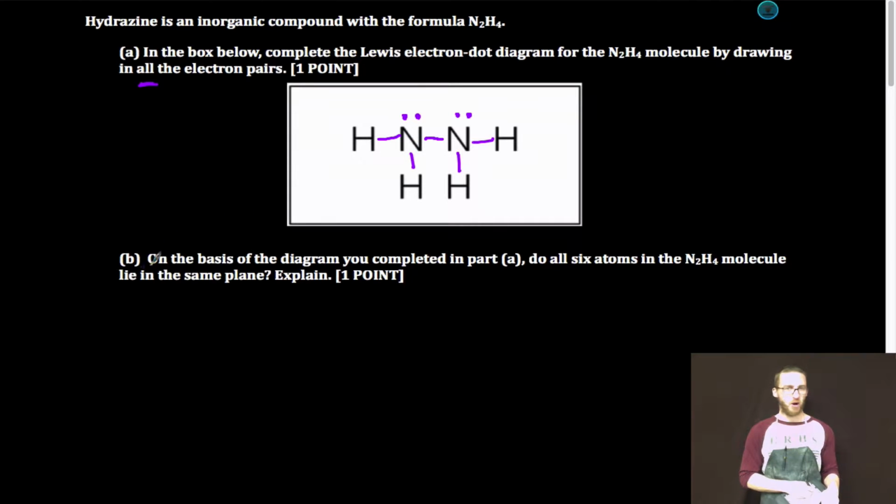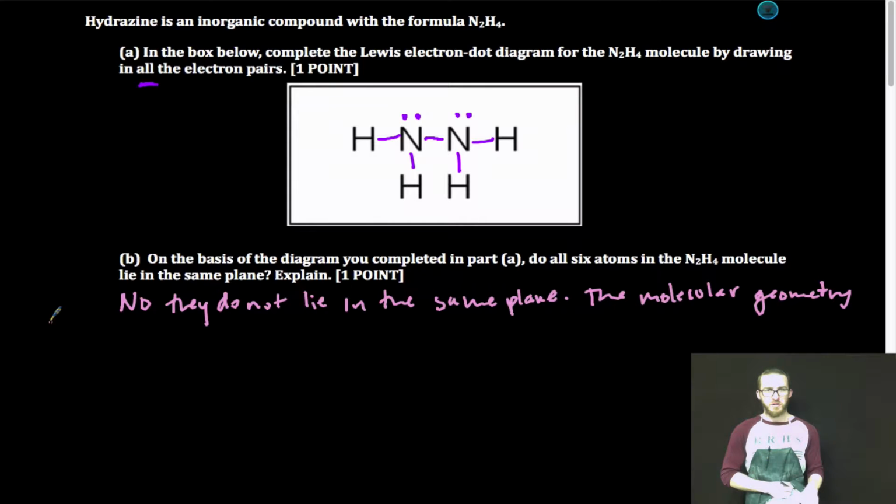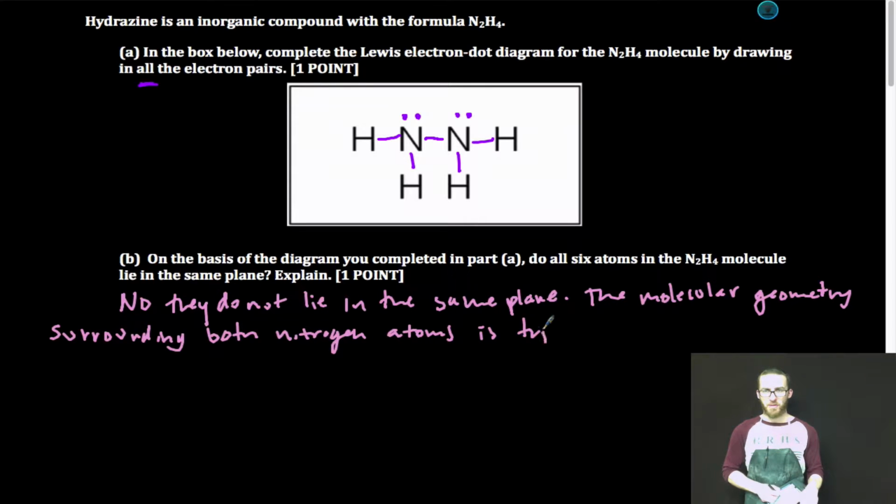1 point. Part B: On the basis of the diagram you completed in Part A, do all 6 atoms in the N2H4 molecule lie in the same plane? Explain. Easy. No, they do not lie in the same plane. The molecular geometry surrounding both nitrogen atoms is trigonal pyramidal. How do I know that?